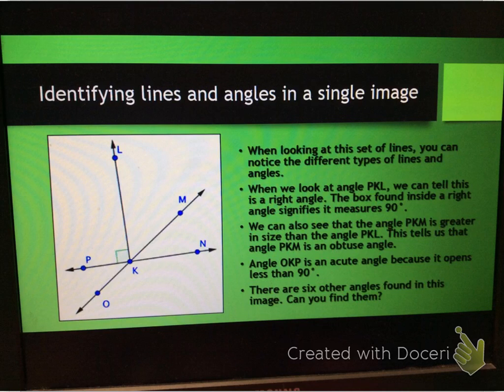We can also see that angle PKM is greater in size than angle PKL. This tells us that angle PKM is an obtuse angle. Angle OKP is an acute angle because it opens less than 90 degrees. There are 6 other angles found in this image. Can you identify them?